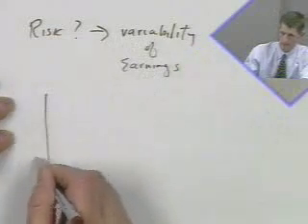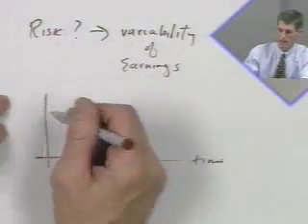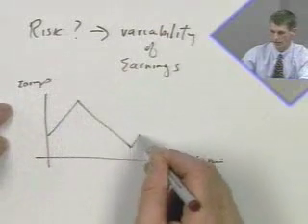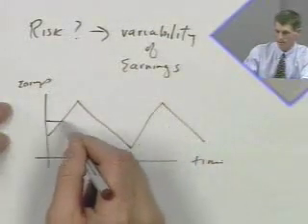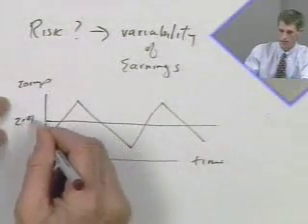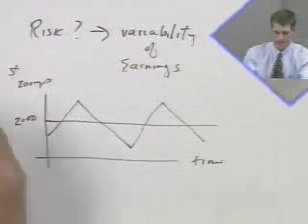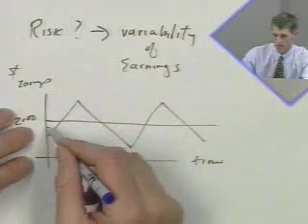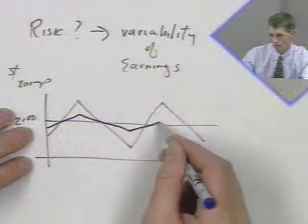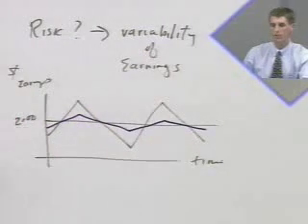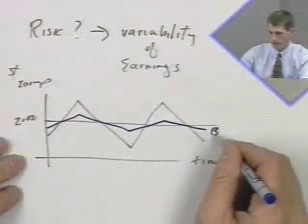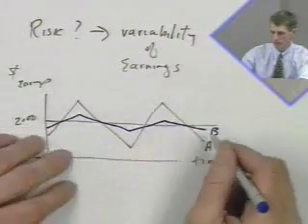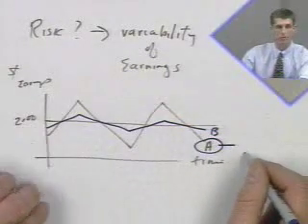For instance, this is time, and this is earnings. Suppose one firm has earnings that swing like this, and the average is, say, $2. We're talking in terms of dollars here. And a second firm has the same swings, but the swings are lower. Which firm is perceived as having lower risk? Firm B or firm A? And the answer is A has higher risk. Everyone agree with that?